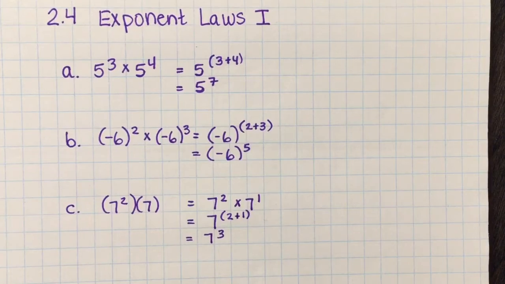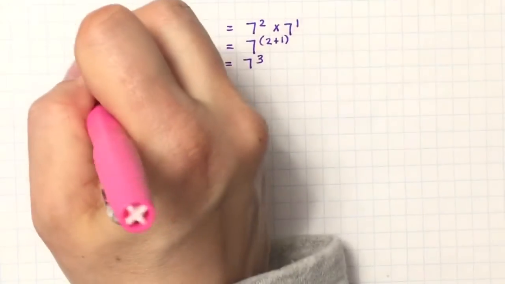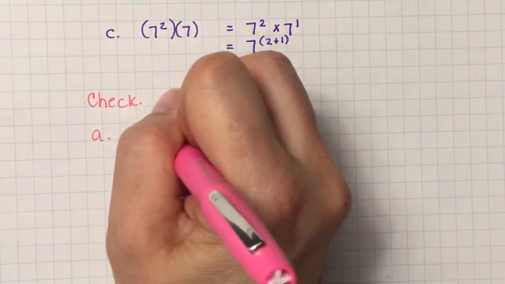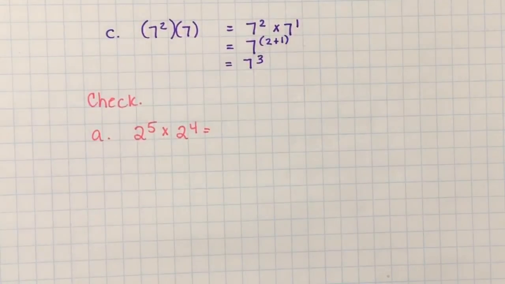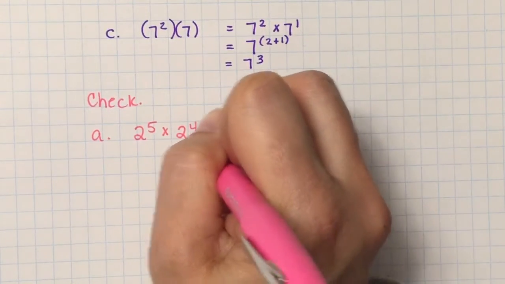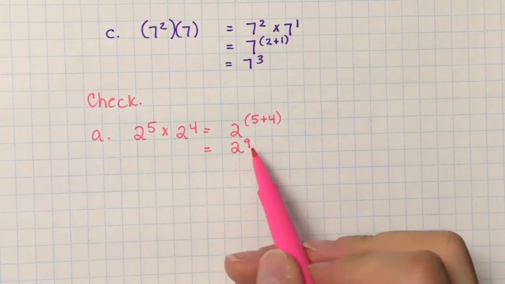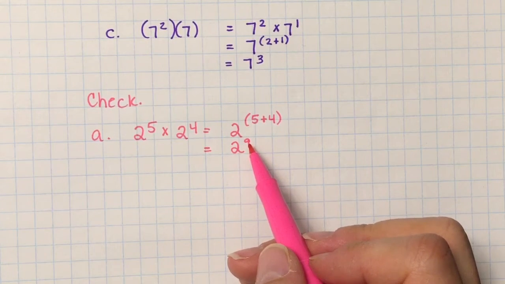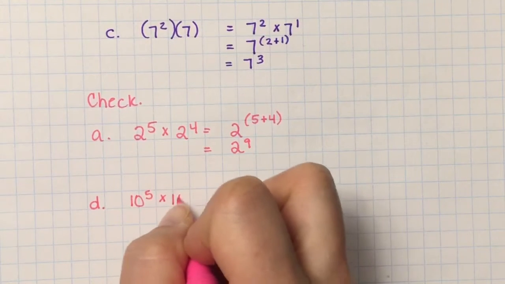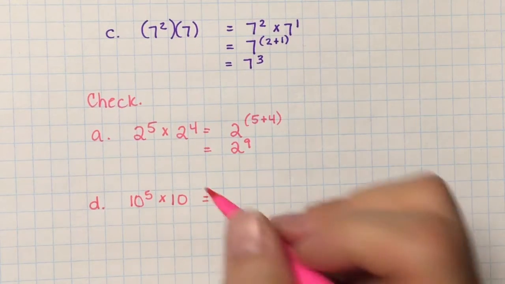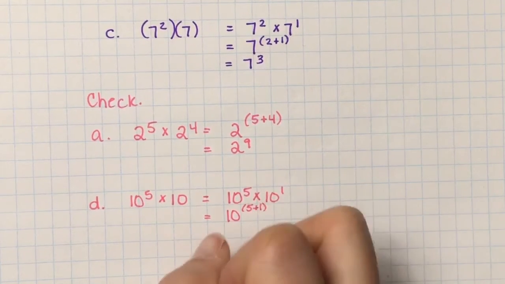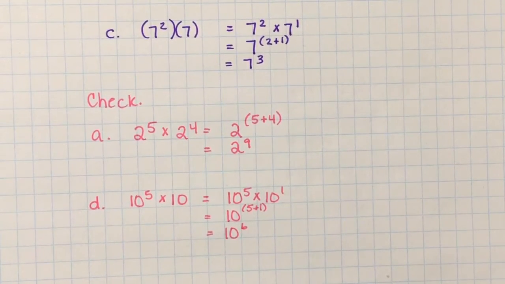Right on. Okay, so let's get you to try a couple on your own, okay? So check, A. Let's just do 2 of them. 2 to the 5th times 2 to the 4th. What do you get? Right on. Make sure this is a superscript, right? So it's written up high. And let's try D. Okay. What do you get? Excellent. Okay.